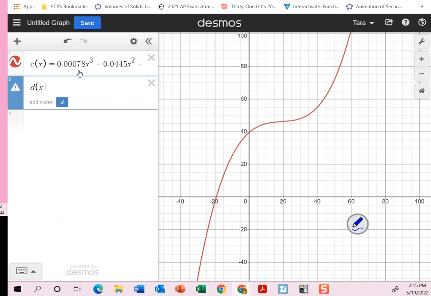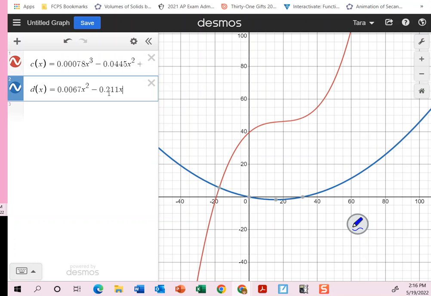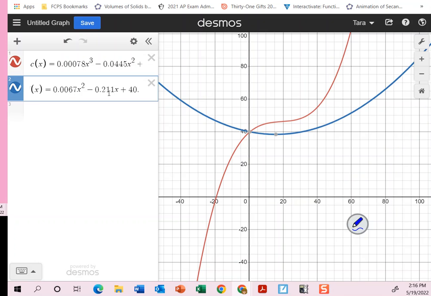I'm going to call the second one this one. 0.0067 x squared. If you want to do them in terms of t, that's fine. This just would have to be t's out here as well as t's there. 0.211 x. And once you're zoomed in on one, you should get the other one. Oops. Helps if we type it right. Okay.